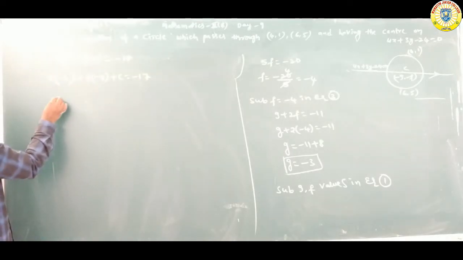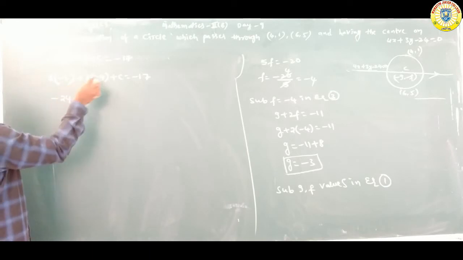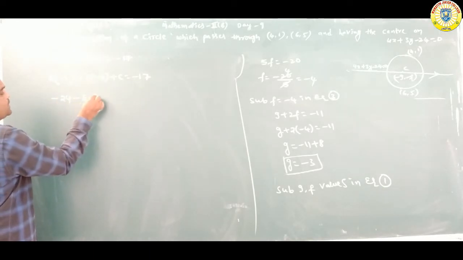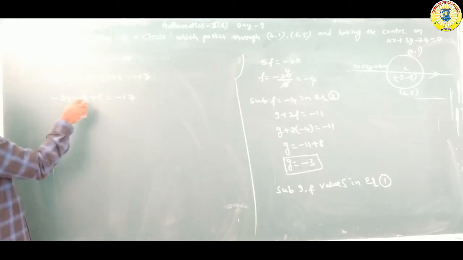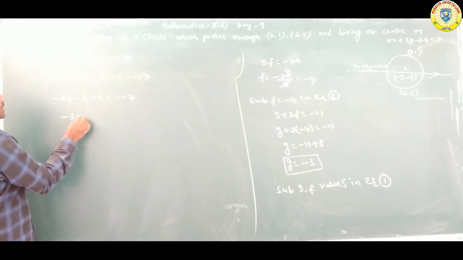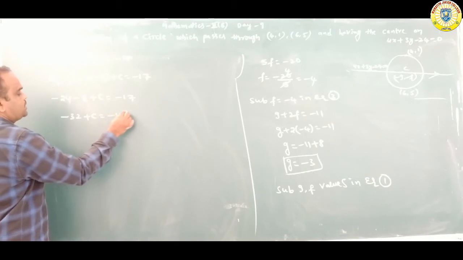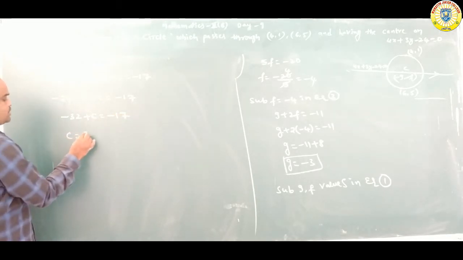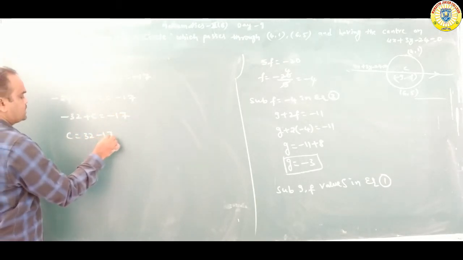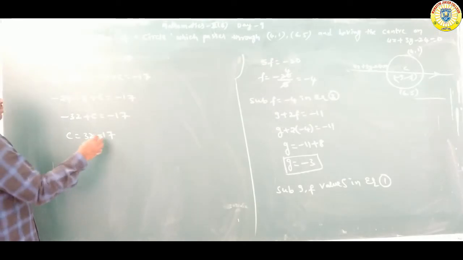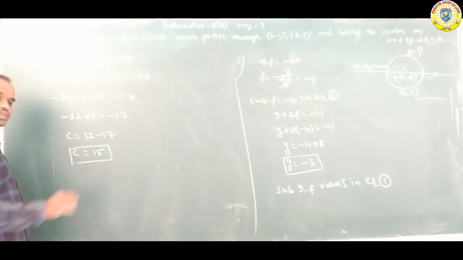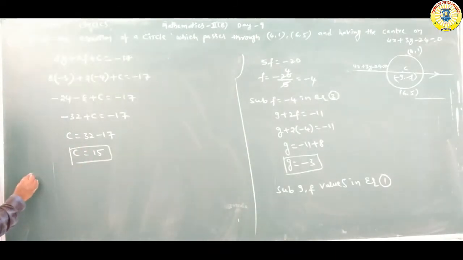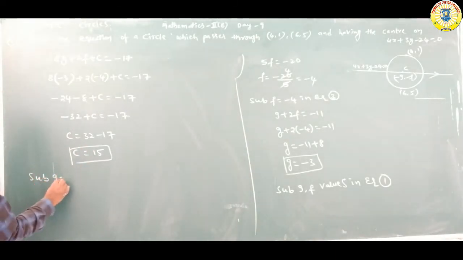8 into minus 3 is minus 24. 2 into minus 4 is minus 8, plus C is equal to minus 17. Minus 24 minus 8 is minus 32, plus C is equal to minus 17. C is equal to 32 minus 17. 32 minus 17, C is equal to 15. Okay?